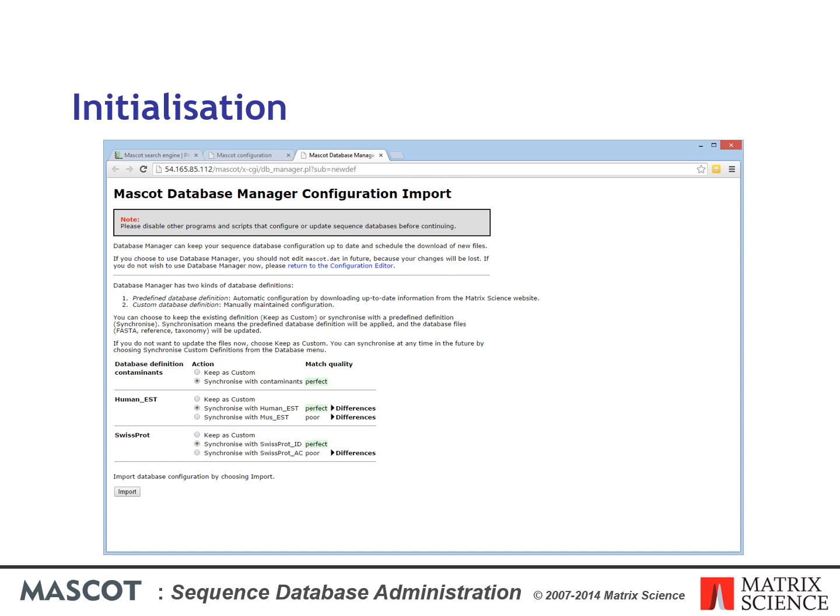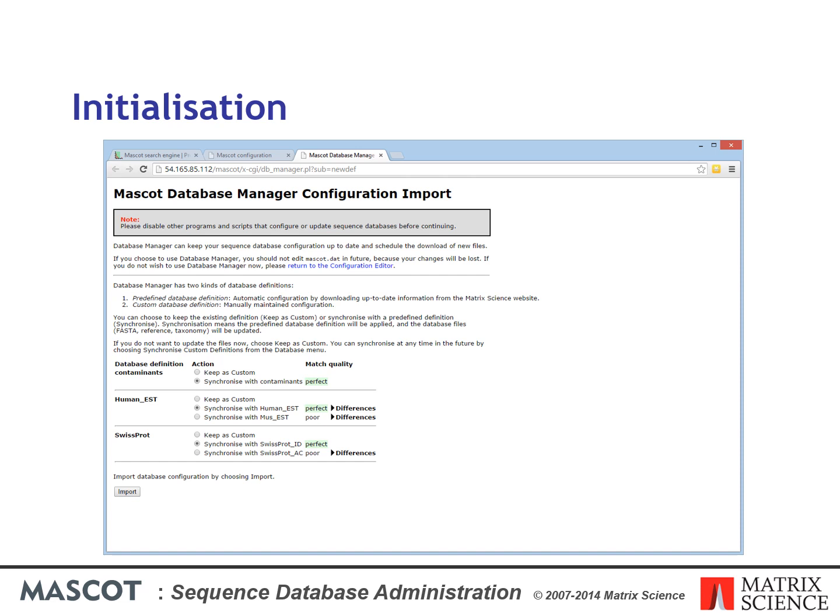The first time Database Manager is run, it tries to match existing database definitions against predefined definitions and reports the quality of the match as none, poor, good, or perfect. For poor or good matches, the differences can be inspected. Usually these arise because the existing definition is out of date in some respect. You can choose whether to synchronize an existing definition, making it predefined, or keep it as a custom definition.